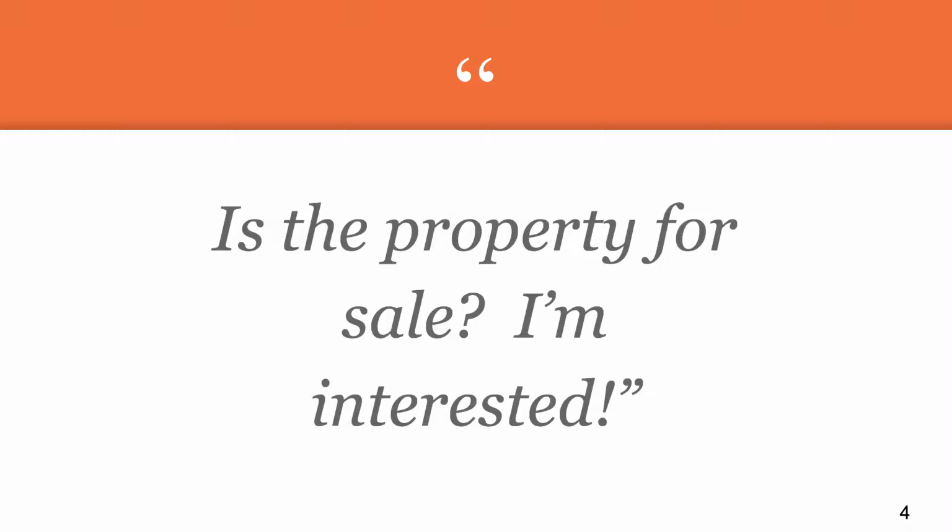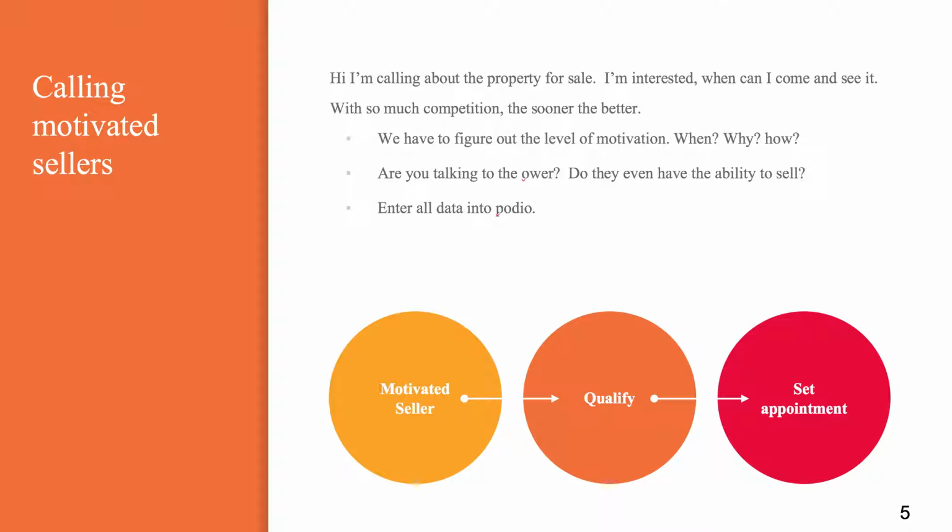Is the property for sale? I'm interested. That's the basic script for the phone. You can get an appointment on just about any property that's out there, whether it's a for sale by owner, an expired listing, or any of these motivated sellers who are actually selling the property. It's simply, is the property for sale? Yes, I'm interested. We would obviously do a little bit of qualifying on the phone. There are certain questions we ask. Do you have a mortgage? How much? Do you have any liens or encumbrances on the property? What are you looking to get for the property? Those types of questions.